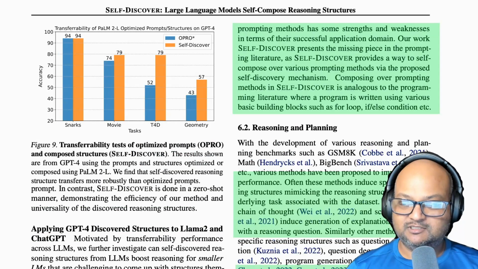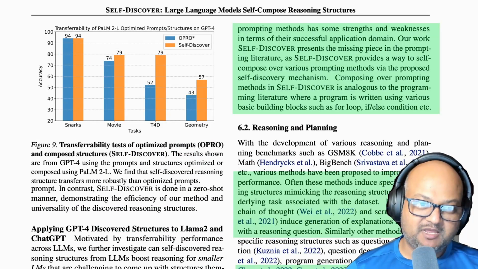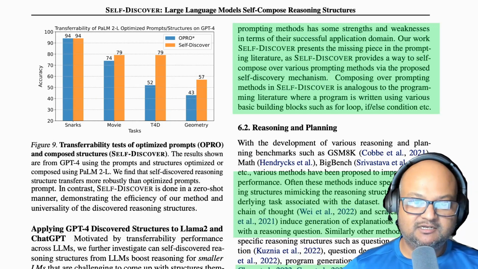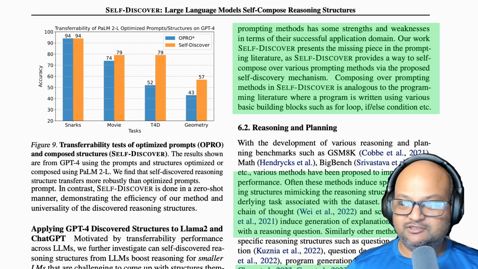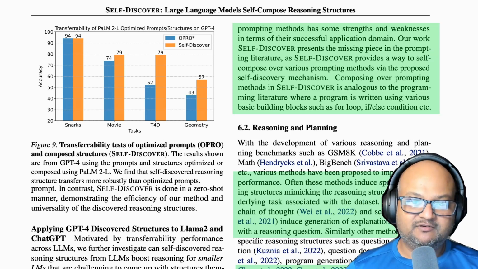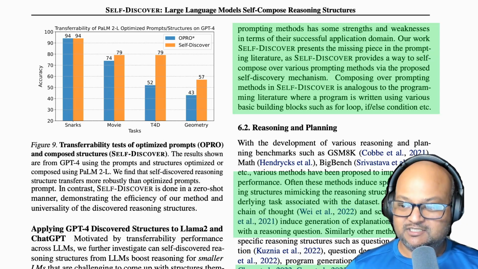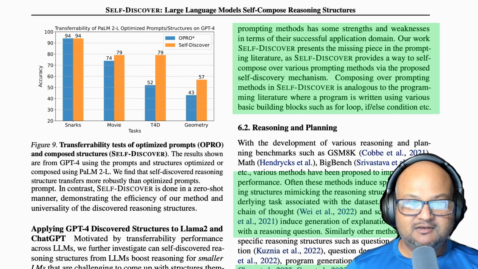All right, so that was a very quick look at the self-discover paper that introduces kind of a meta prompting strategy that lets you choose the best prompting strategy for a given problem. There's a lot more interesting detail in the paper. Take a look. I hope you enjoyed that.